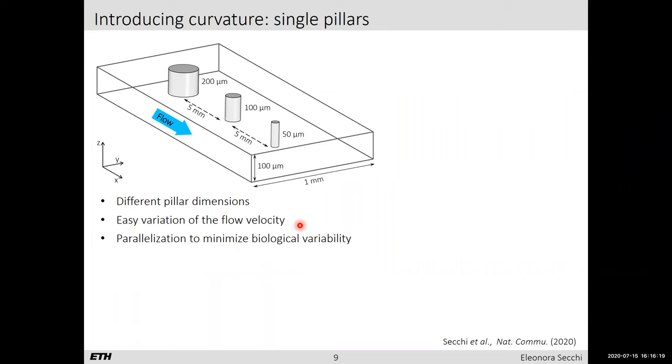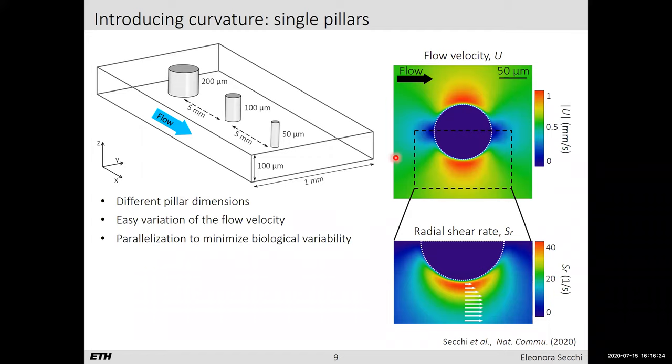As shown here with COMSOL simulation, the flow field around an isolated pillar has a windward and a leeward stagnation region, and a really high shear region close to the side. So from now on, we will talk a lot about the windward and the leeward region. Windward is the one facing the flow, leeward is the one on the opposite side. And we will mainly work with a suspension of Pseudomonas aeruginosa PA14.